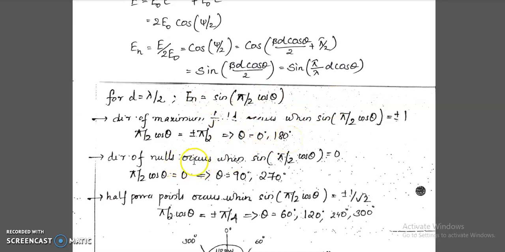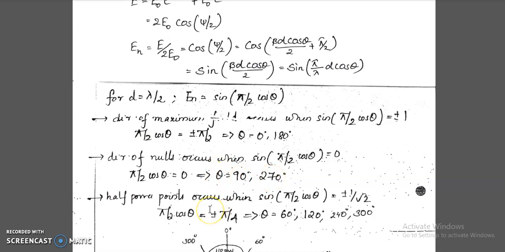Then, for null points, the sine value is minimum, that is 0. Solving that, you will get theta is equal to 90 and 270. We know that sine has 0 value at 0 and 180 degrees, but here we consider 0 only. What is the reason? If we consider 180 degrees, when we rearrange the equation you will get cos theta is equal to 2, which is not physically realizable. That's why we remove 180 degrees and consider 0 only. On solving, you will get theta is equal to 90 and 270.